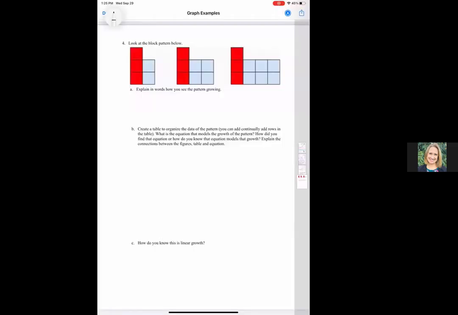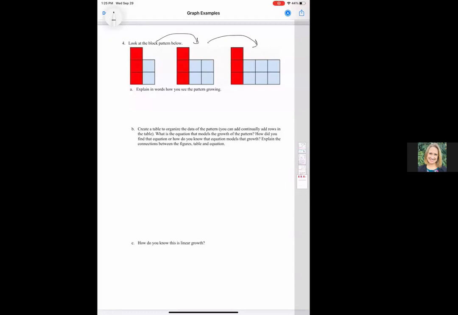And our last question is looking at these linear growth patterns. We want to be able to explain why something is linear and why that's still a function. So the first question, directly from our Desmos review, is I want you to see how these blocks are changing, are growing.